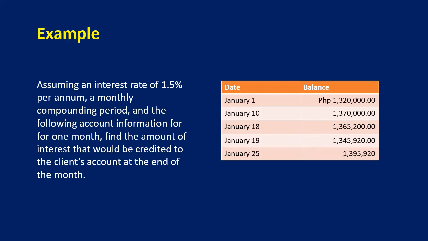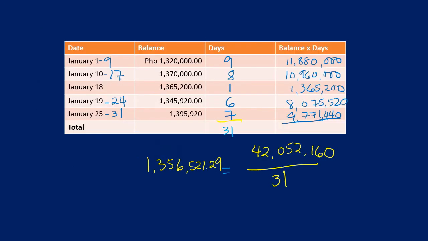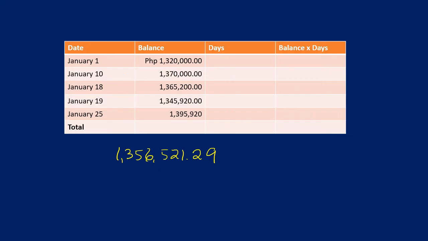Now, let's look at this example. Assuming an interest rate of 1.5% per annum, a monthly compounding period, and the following information for one month, find the amount of interest that would be credited to the client account at the end of the month. So what do we do now with this average daily balance? So what you will do is, how do you compute the interest?